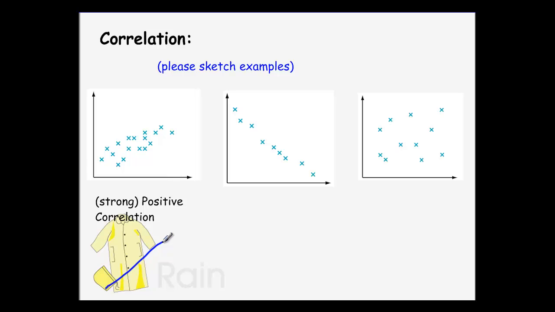Then our second example, well, that one goes down from top left to bottom right. So we say this one has strong negative correlation because it goes down, negative correlation. And finally the last one, well, the points are all over the place here, so we'd say it has no correlation. We can't find any pattern in the data.